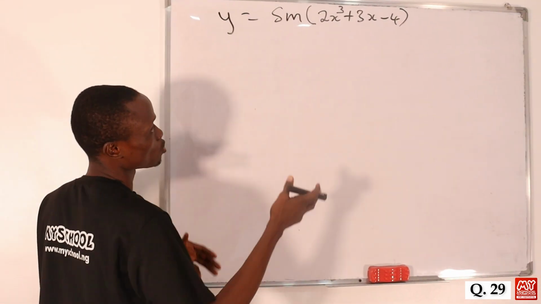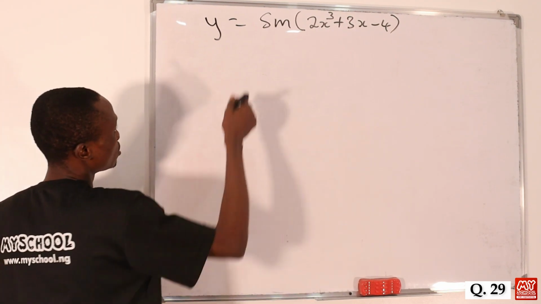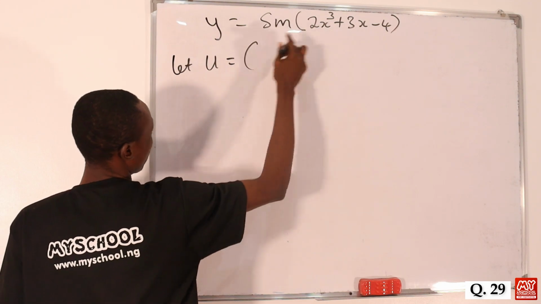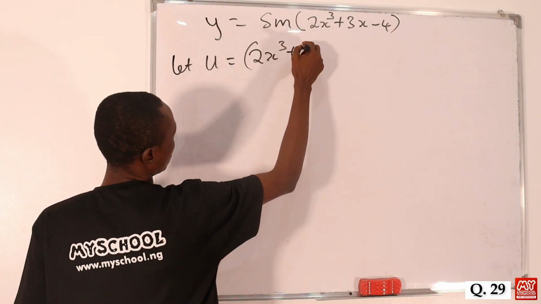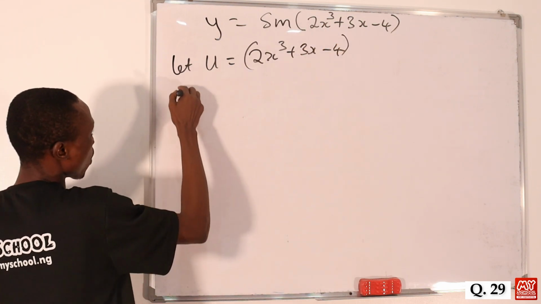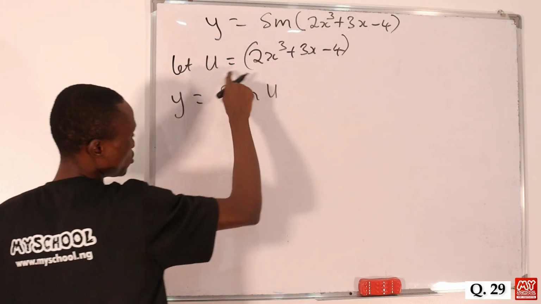We are not going to solve directly, but here we are going to be applying the chain rule. In this case we are going to say let u be equal to everything we have inside the bracket, which is 2x cubed plus 3x minus 4. So that y now becomes sine u, since everything in the bracket has been replaced with u.